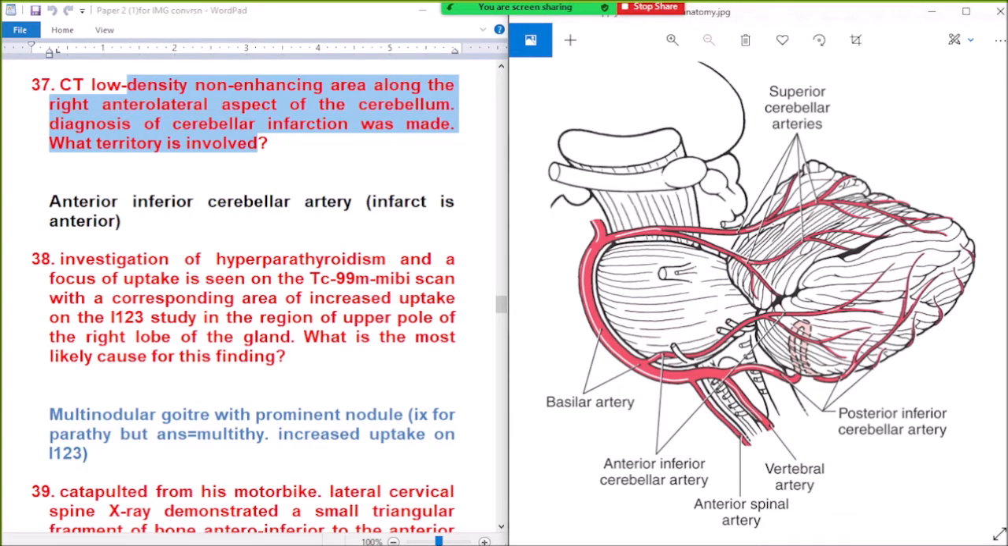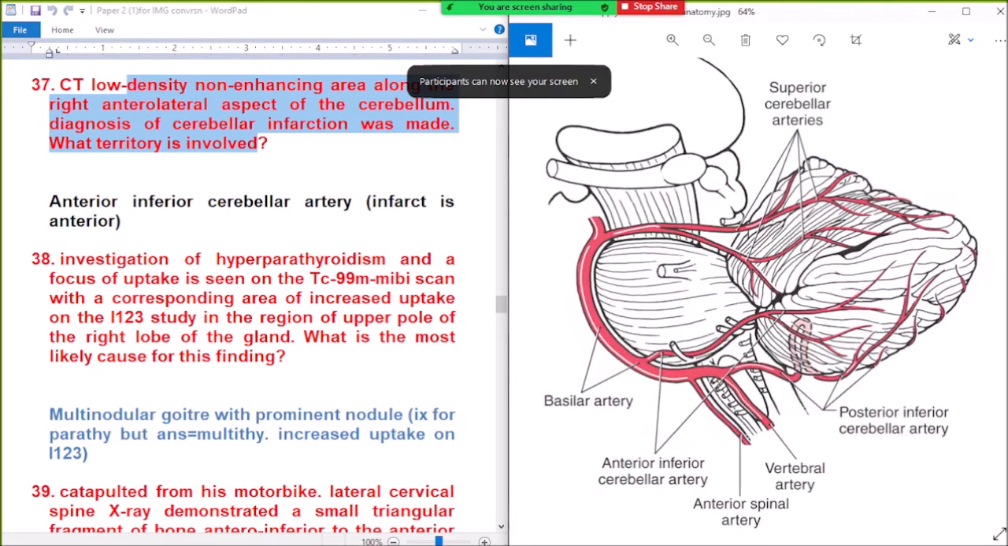To understand this MCQ, we have to see the circulation of the cerebellum. Look here, anterior cerebellar artery, anterior inferior cerebellar artery. It supplies the lateral aspect of the cerebellum, lower lateral aspect of the cerebellum, correct? Anterior and lateral aspect of the cerebellum.